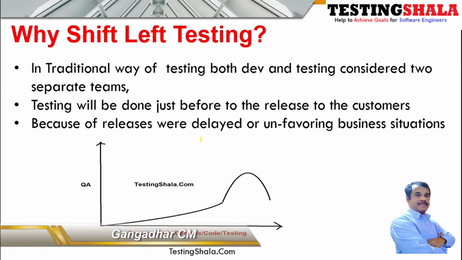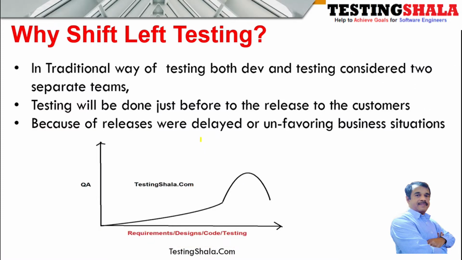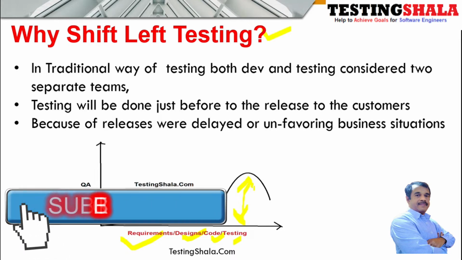In the traditional way, we do requirements, design, coding, and then we do testing. Most of the testing will happen in the last phase of the release. All the major testing happens at the end of the release. In the beginning, there is not much testing activity performed.